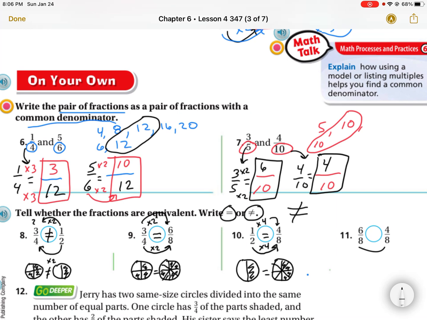These are already 8s, so I want to compare my numerators. Are my numerators the same? And they're not. 6/8 is greater than 4/8. That means they are not equal to each other.